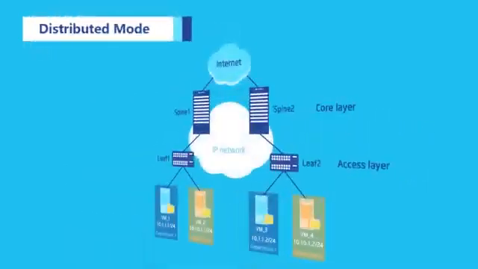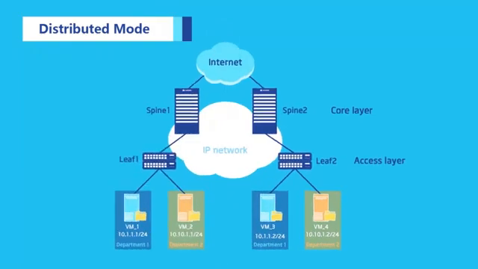In distributed mode, only leaves serve as VXLAN VTEPs. Each leaf functions as both a Layer 2 gateway and Layer 3 gateway. In this mode, deploy a Layer 3 gateway on a single leaf. The VMs in different departments attached to the leaf can then communicate with each other at Layer 3.